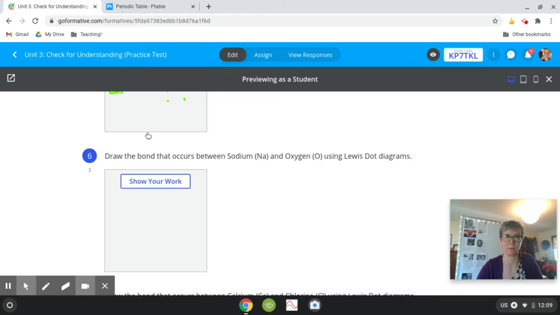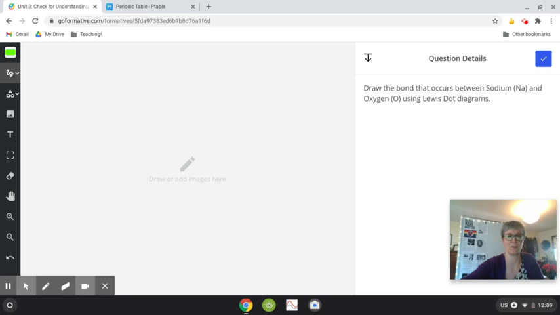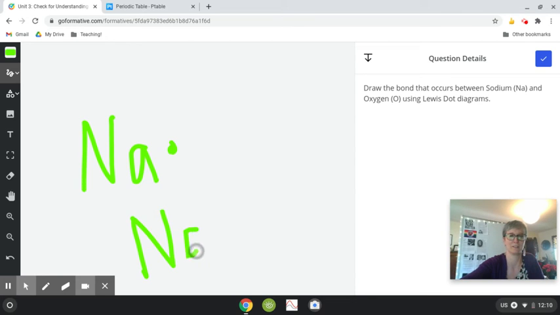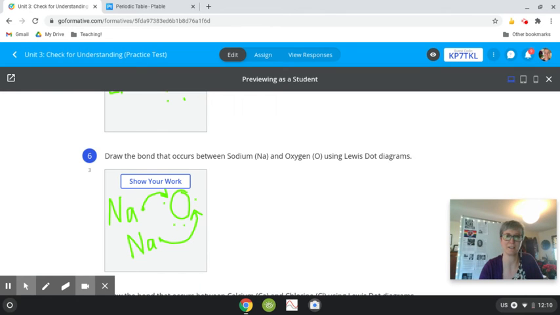Number 6, I'm going to have sodium and oxygen. Finding sodium is right here. Sodium has 1 valence electron, and oxygen has 6 valence electrons. So I'm going to have sodium having 1. We know that sodium only has 1, but oxygen needs to have 2. So oxygen is going to have 2 sodiums for every 1 oxygen. So there is your answer for question number 6.